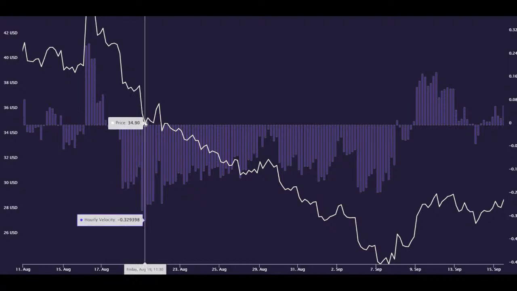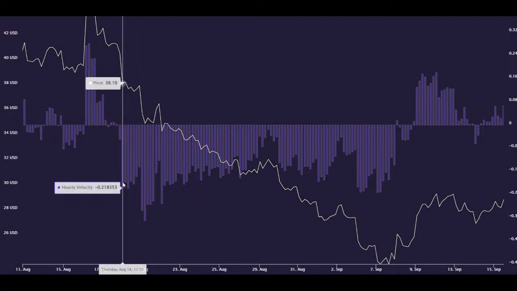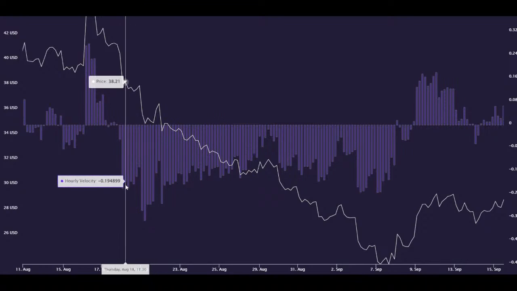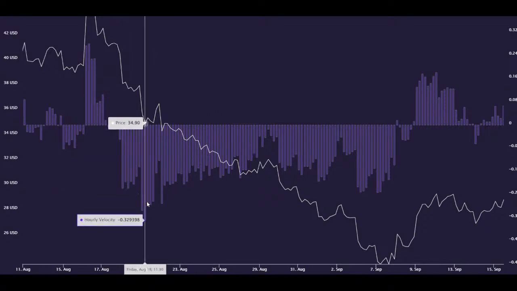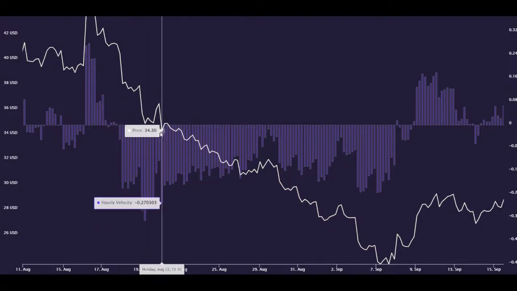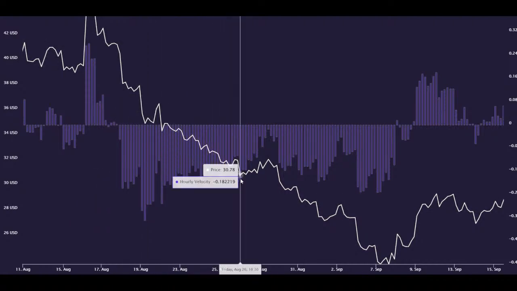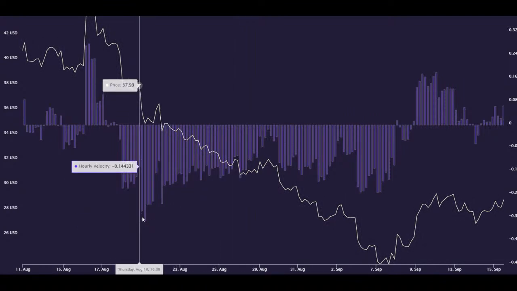When price came down to 34.90, you could see how the negative hourly velocity was getting stronger to the downside. So nothing unusual there. But here was the most extreme print, negative 0.32. Price at the time was 34.90. Now watch this. Price makes a new low right here. This is one leg down. Price makes a new low. Now price is 30.78, but look at the velocity.